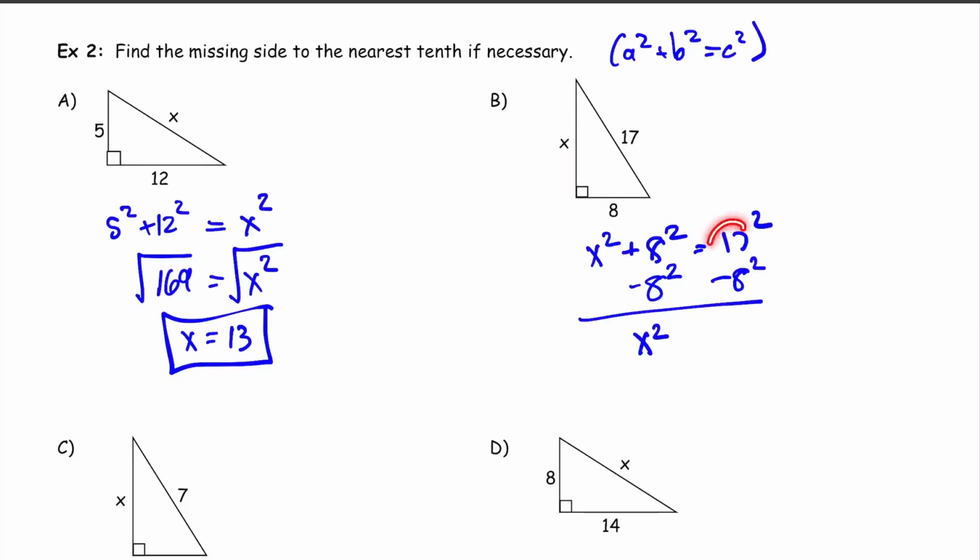I don't care what 17 squared is. I don't care what 8 squared is. I'm going to put this into the calculator all at once. That's what's nice about our graphing calculators or even scientific calculators. It allows us to do this. Saves us a lot of writing. So I'm going to put this into the calculator, and I get 225. Then we take the square root of both sides, and the square root of 225 is 15.